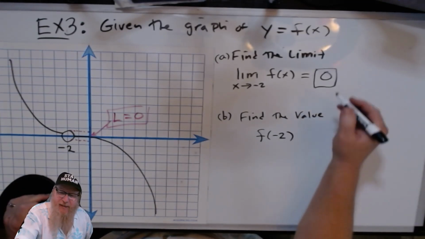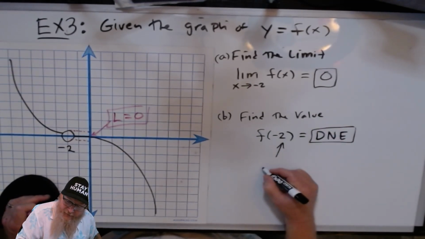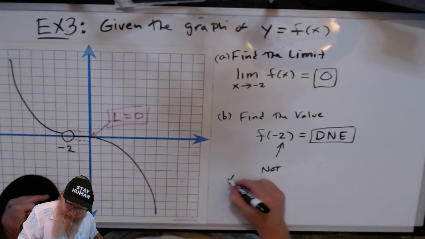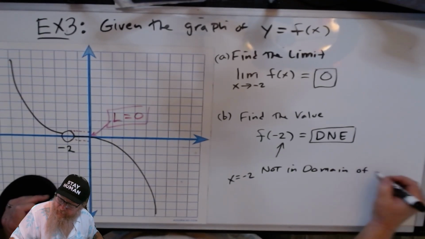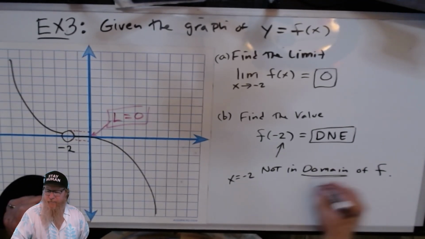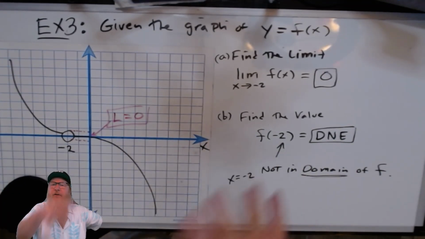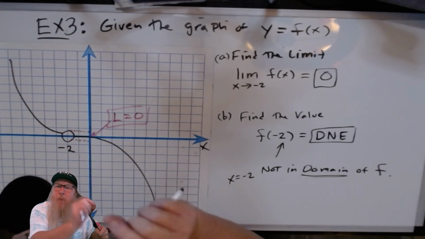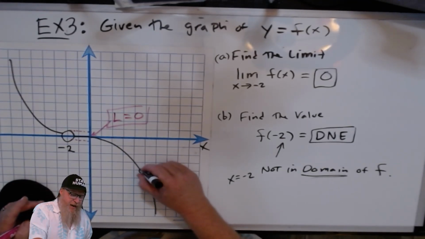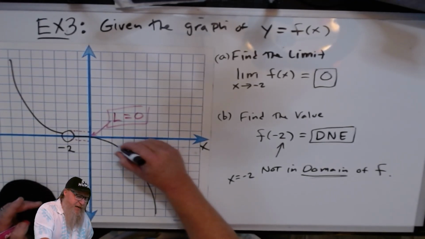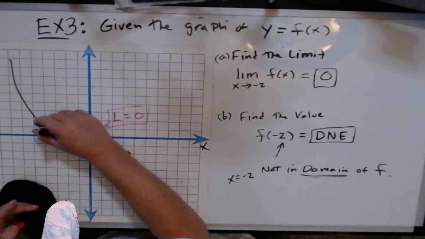Now this time it's the opposite. The limit exists, but the value does not, because -2 is not in the domain of the function. The domain of the function are all of the x values. Again, this is your x values that you can insert or plug into the function to get a point. We don't typically draw it like this, but every place where you see a curve or a line, those are all technically solid dots.